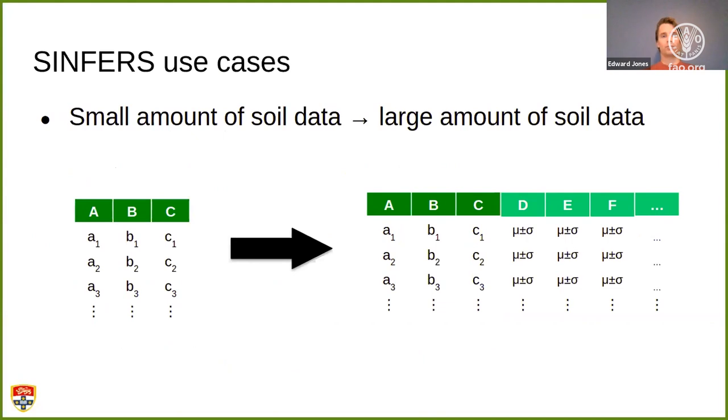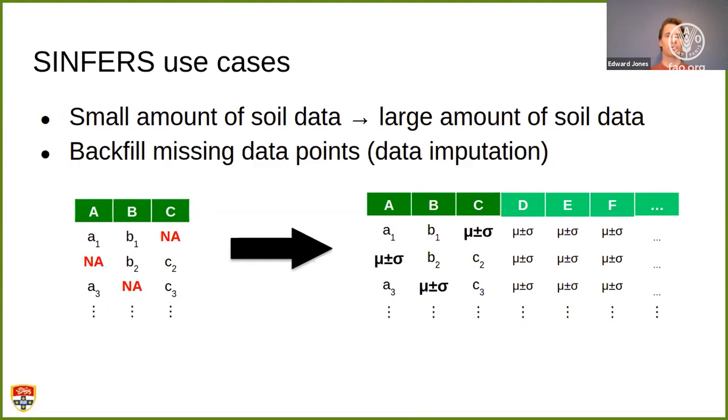And what are some of the uses of SINFERS? So the most obvious use case for SINFERS is that it provides a very low cost method to turn a small amount of soil data into a large amount of soil data. You can also backfill missing data points, and I'm sure we've all experienced this when we receive a data set riddled with NAs. Don't you hate that? But you can use SINFERS to provide estimates of these missing values with quantified uncertainty and get all of the additional properties as a bonus.